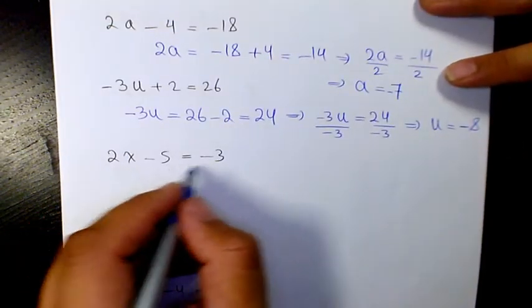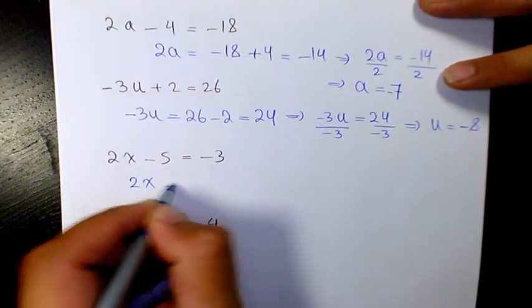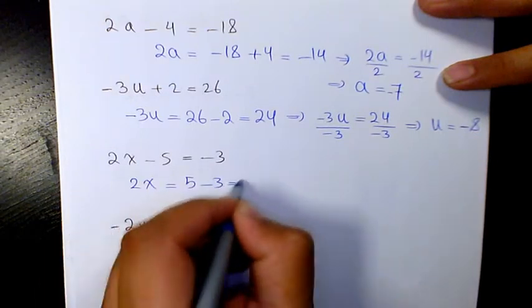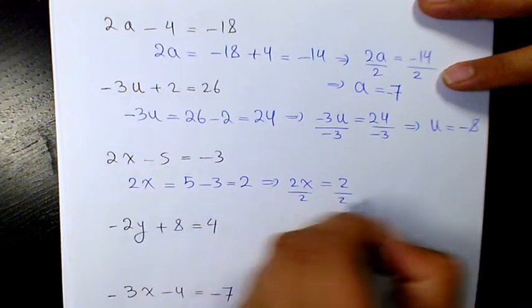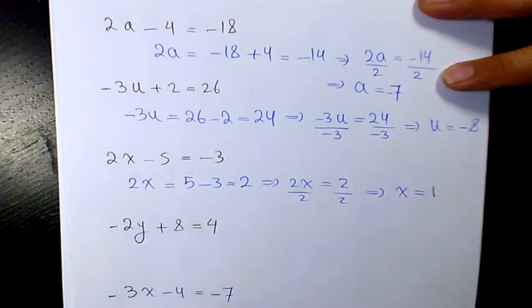2x minus 5 equals to negative 3. 2x equals to 5 minus 3, which is 2. So 2x equals to 2. I need to divide both sides by 2. So we have x equals to 1.